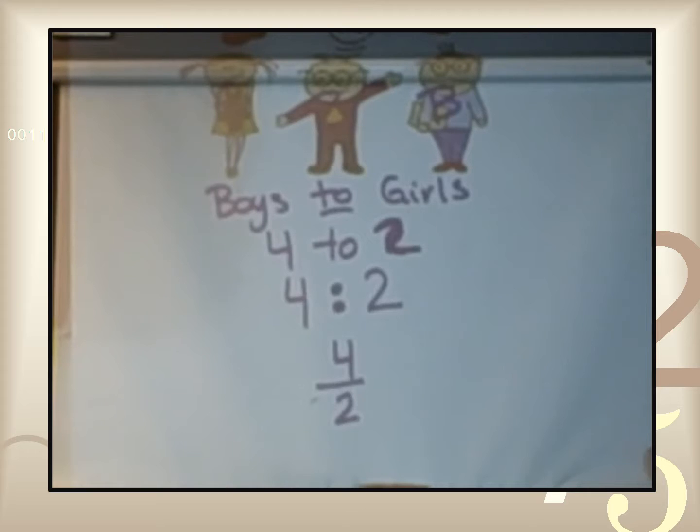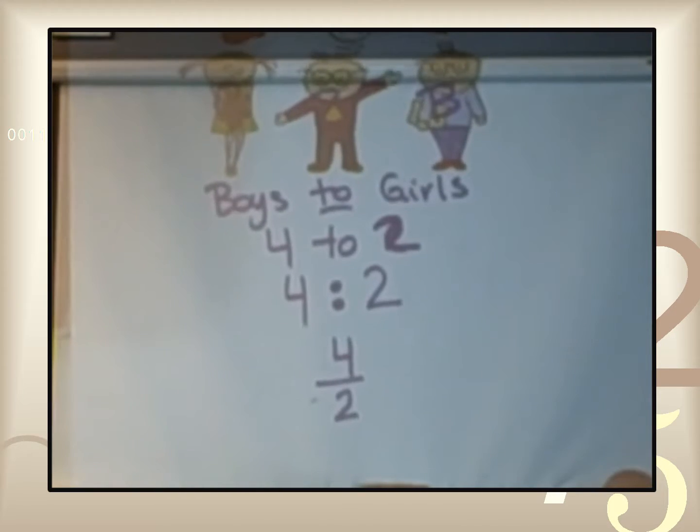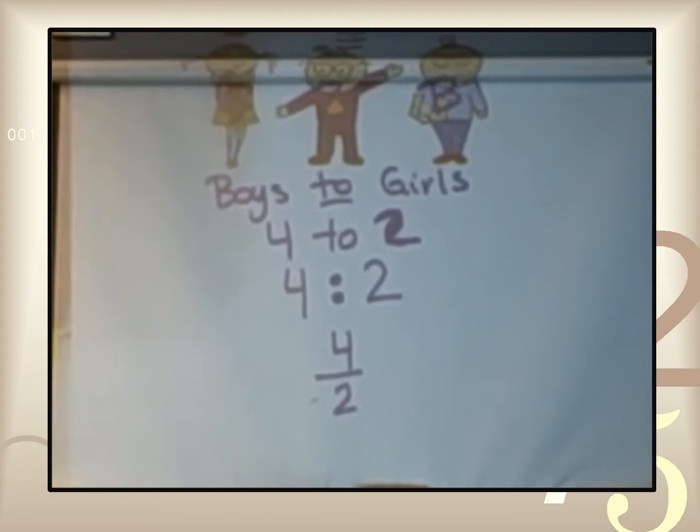So I'm going to read those to you again, and as I'm reading them, I want you to listen for the word that I say all three ways. 4 to 2, 4 to 2, 4 to 2. Did you catch that? Yes, you're correct. Every time I read the ratio, no matter what way I wrote it, I did read it with the word "to."